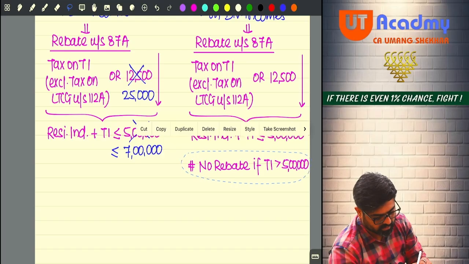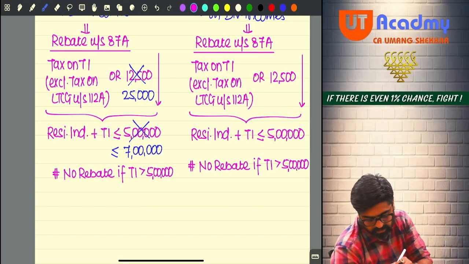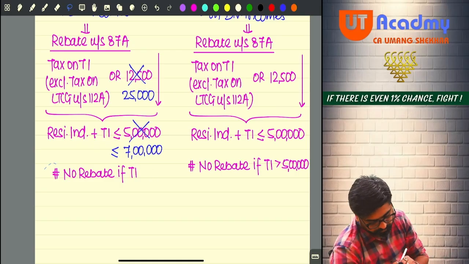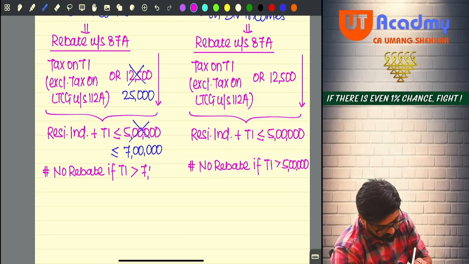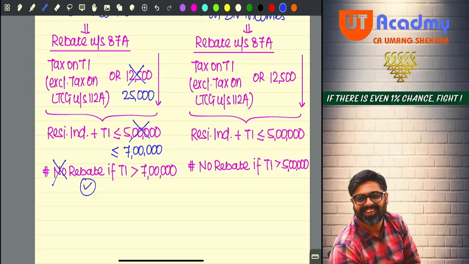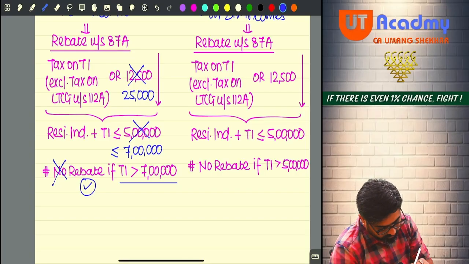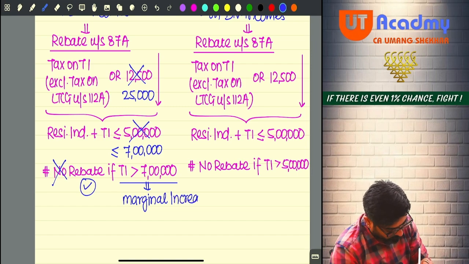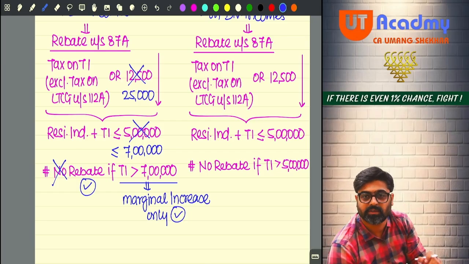Copy paste. What is the limit over here? 7 lakh limit is there, no? So what if your total income amount is greater than 7 lakhs? You will still get rebate. You will still get rebate. But the total income exceeding 7 lakhs has to be a marginal increase only. That does not mean that we will take away your rebate. Still you are going to get the rebate.